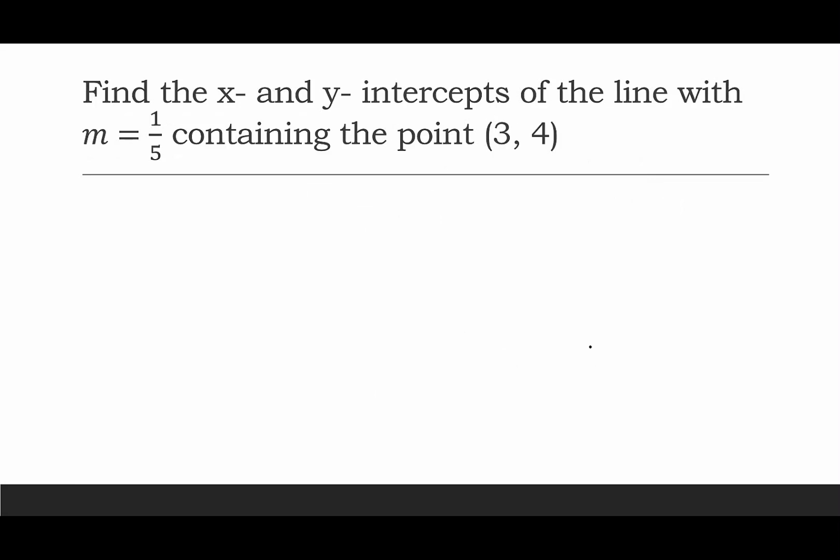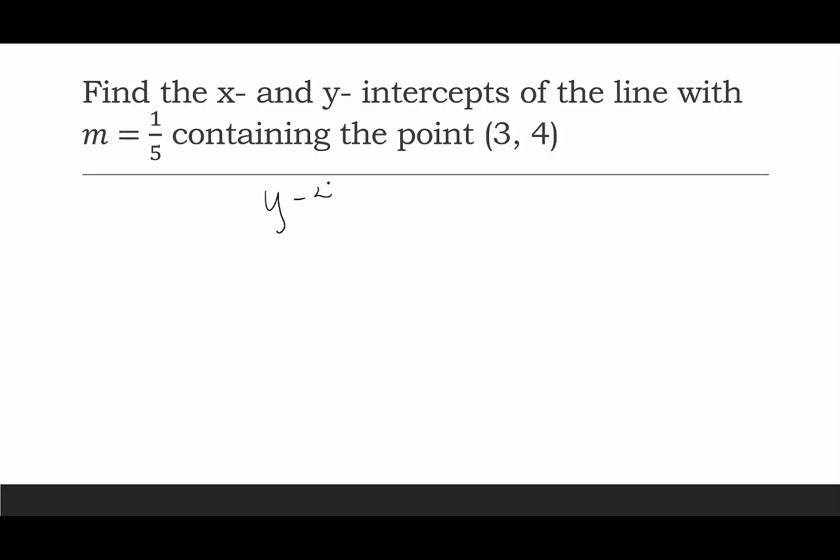Our last one says find the x and y-intercepts of the line with slope equals 1/5 containing the point (3, 4). So let's talk about strategy. The strategy I'm going to use is come up with the equation of the line, take that line, write it in slope-intercept form. I'll easily see the y-intercept. After I have the y-intercept, I can go back to the line, plug in y equals 0, and find the x-intercept. So let's start by coming up with the equation of the line.